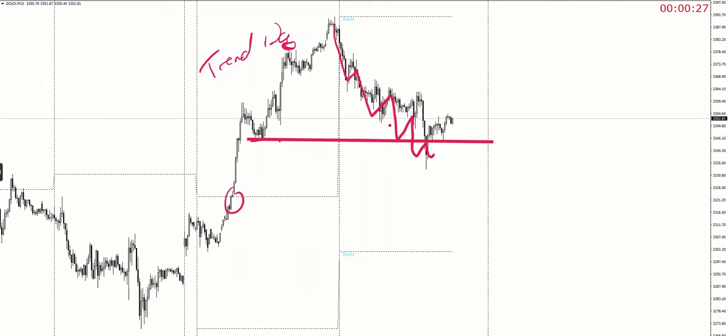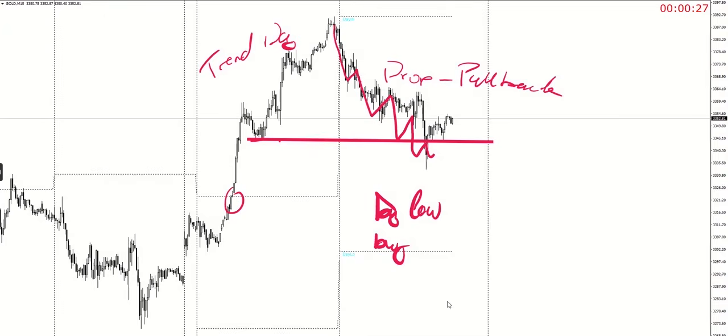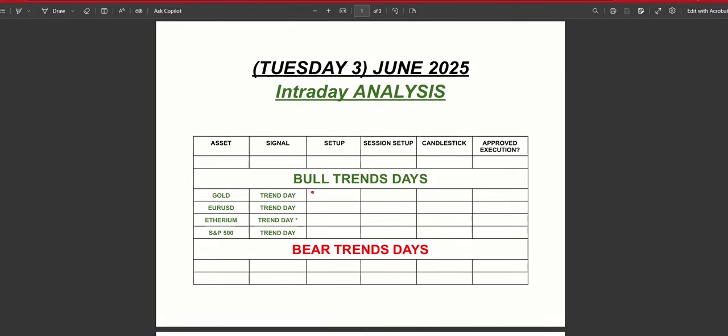So this drop here, we can also call it a pullback. This results in a setup which is called buy low. Okay, this is actually a buy low opportunity if they give us something like this. So under setup, we're just going to write what? Buy low. Very, very important. So when we come under setup, we're going to write buy low because they actually dropped.